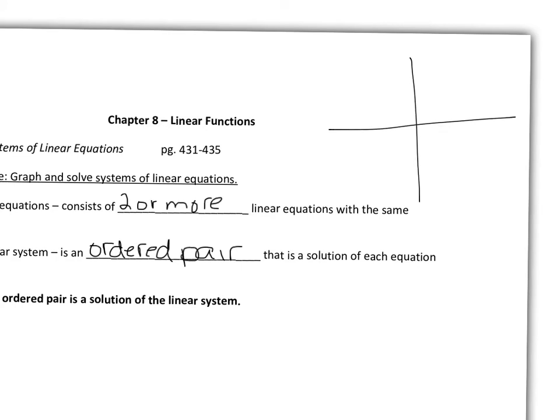So if I have a coordinate grid, and I've got this line here, and I've got this line here, so I've got two lines, this is a system of linear equations. Now my solution to the system is going to be this point right here. It's the point at which they cross. It makes sense that this point is a solution for each equation, and it's going to be the only point that is a solution to the system.